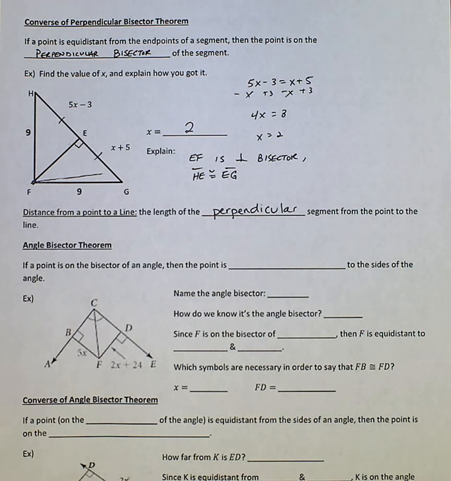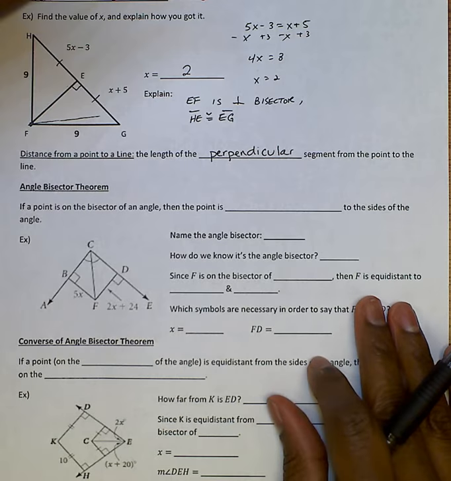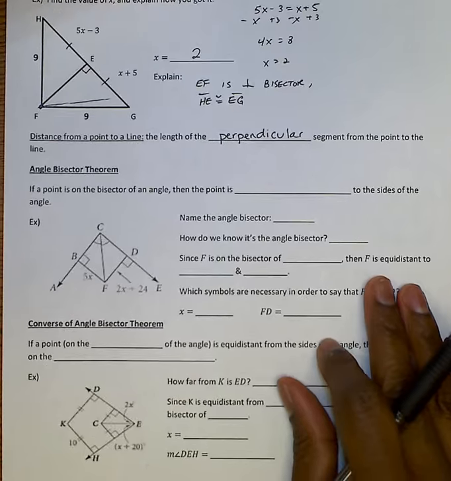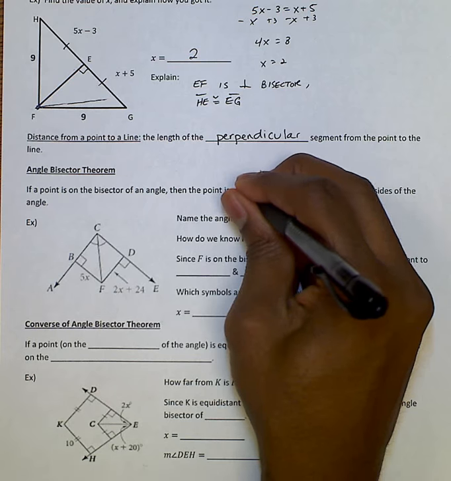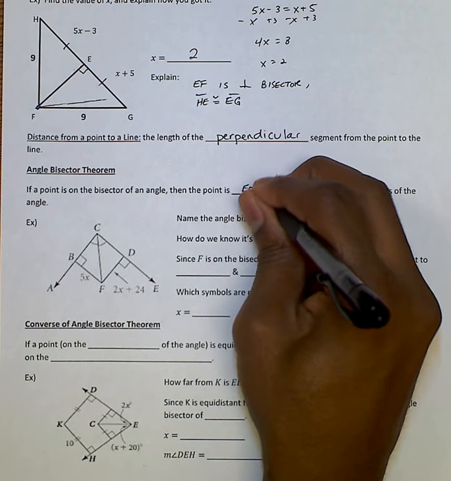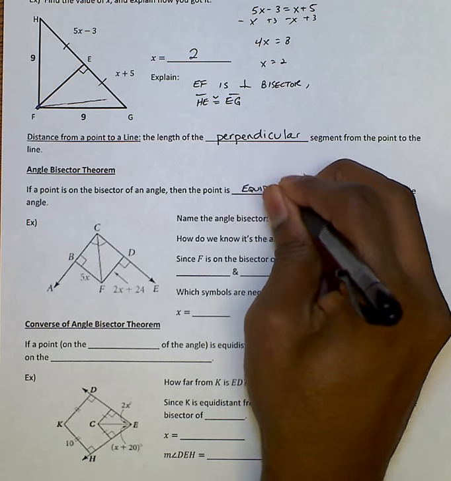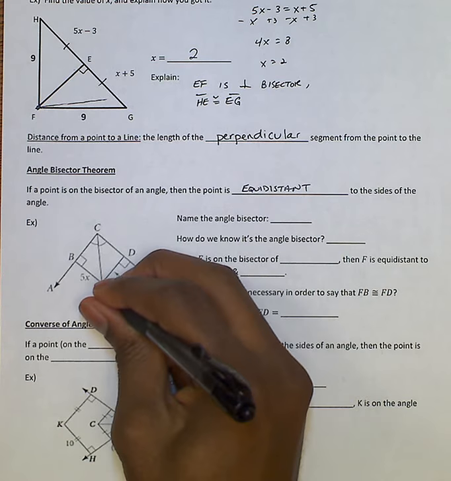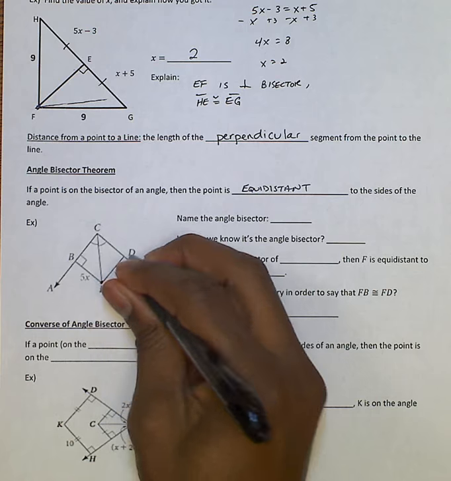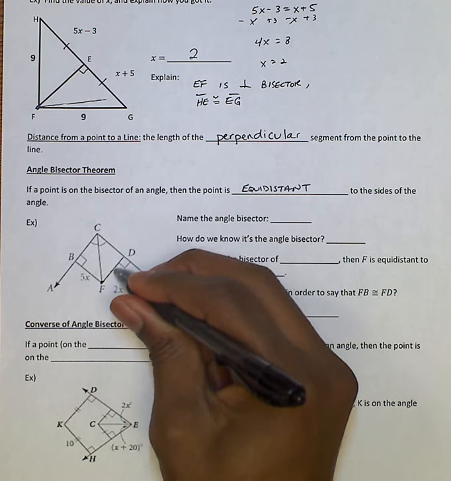All right, now going on to the angle bisector theorem. The angle bisector theorem says if a point is on the bisector of an angle, then the point is equidistant to the sides of the angle. And that's just what we were talking about. When we're talking about equidistant, if I say how far away is F from D, I'm asking about the perpendicular distance, the straight line distance.